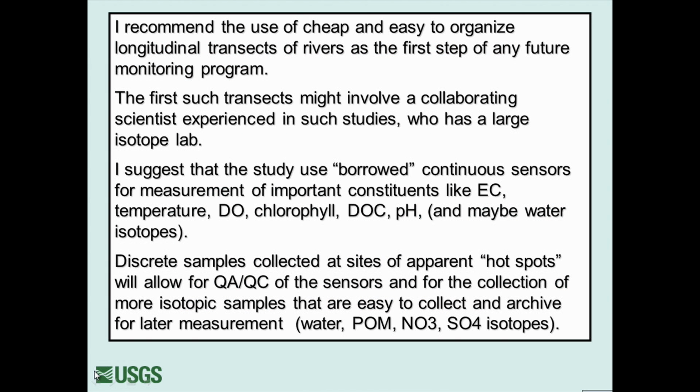Some summary sorts of things, like I have more slides, but I'm going to zip through this. I'm a big believer of doing cheap longitudinal transects of rivers to get a handle on what's going on, how variable the system is, and then you can figure out what sites to sample and what you can afford. And do that first before you try to decide what kind of a sampling program you need. And well, let's zip through that.